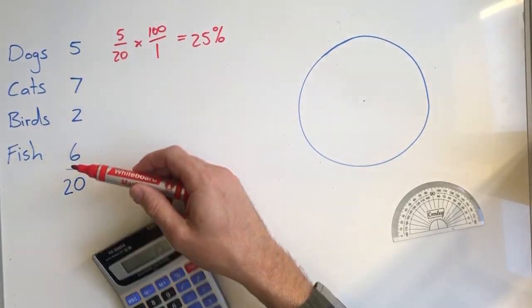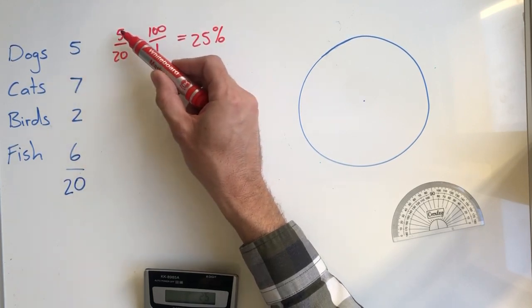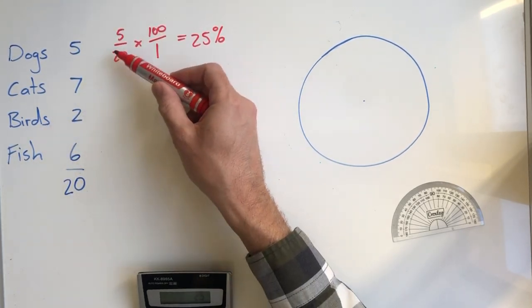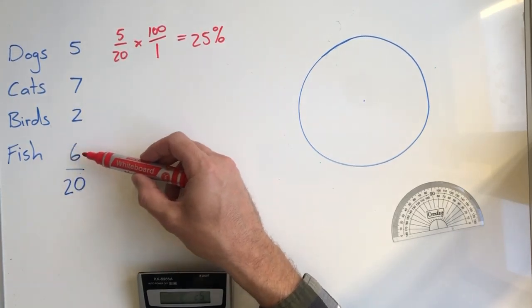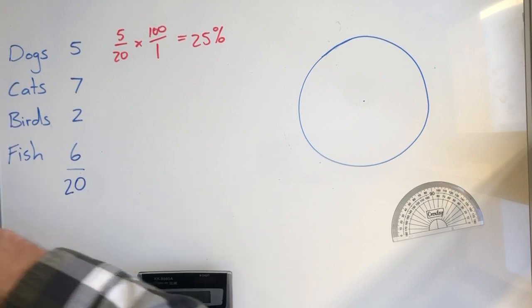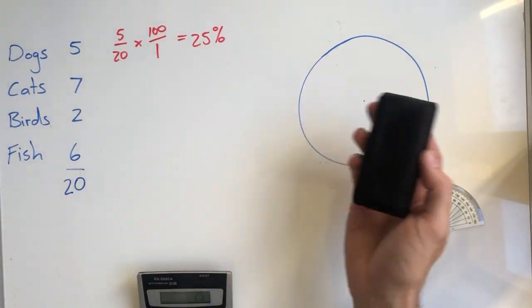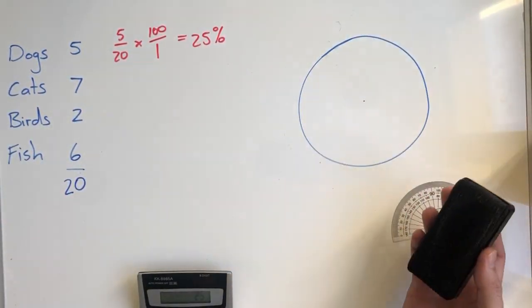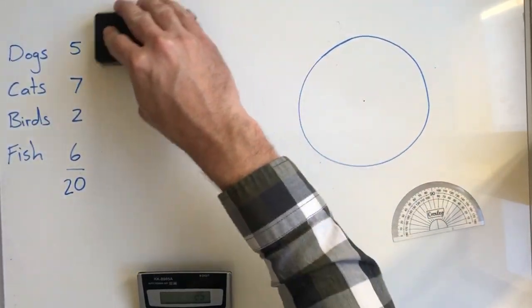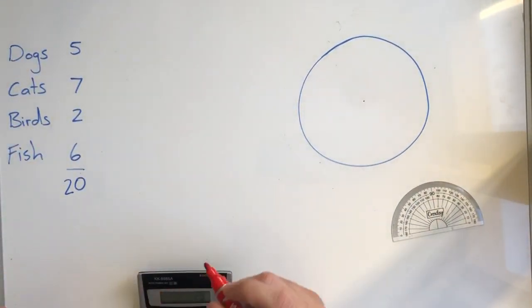And then you do the same for cats: 7 divided by 20 times 100. For birds you'd say 2 divided by 20 times 100, and for fish 6 divided by 20 times 100. But we don't want to work the percentages out, although it can be useful. Maybe we need it in the sectors depending on what they ask for. But in this case I just want to do the degrees.